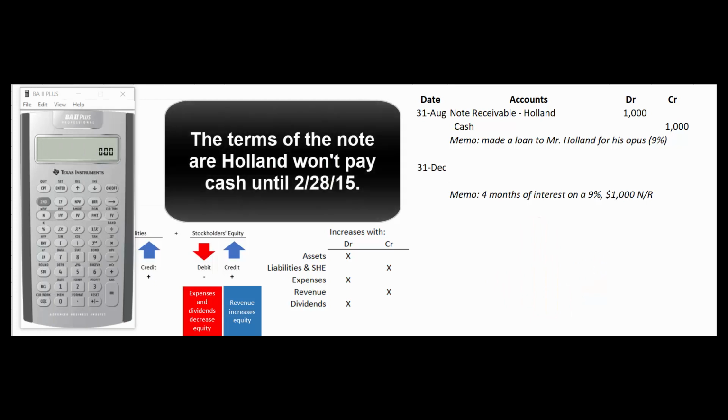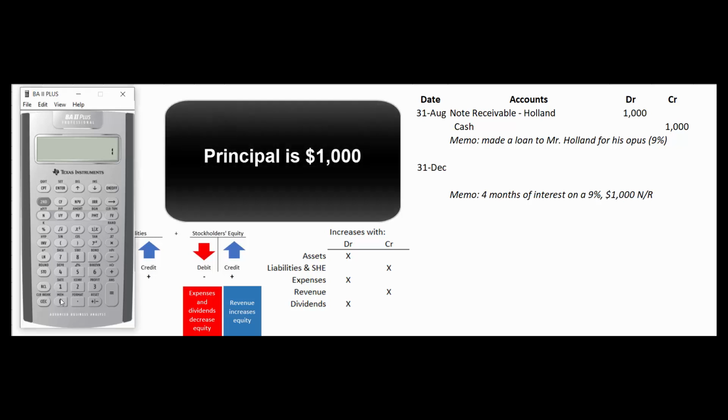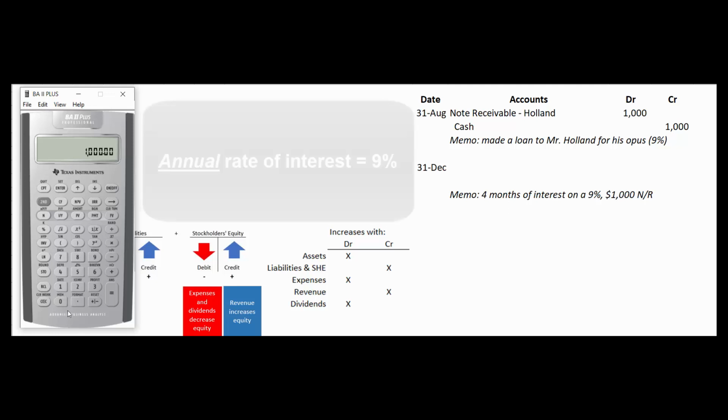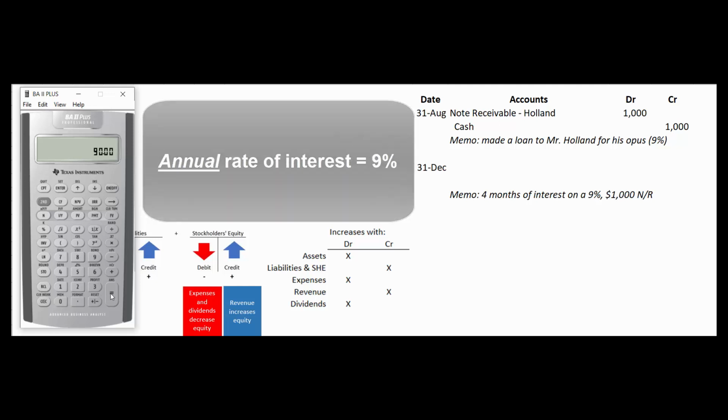He's not going to pay us any cash until the end of February, but we need to get that interest revenue that we've earned into this year. Well, the principal amount on the note is $1,000. So 1,000 times 0.09 equals $90 would be 1 year's worth of interest.